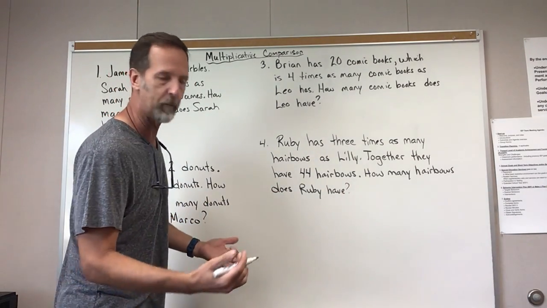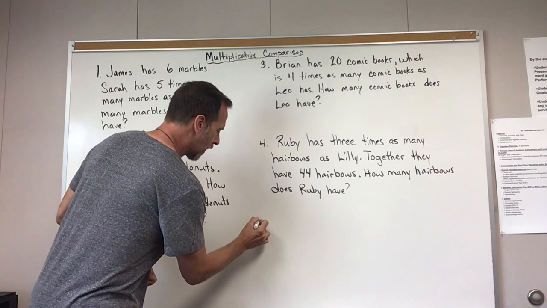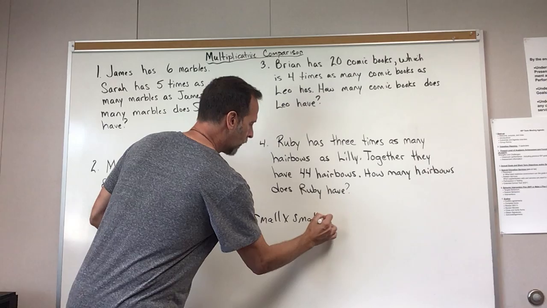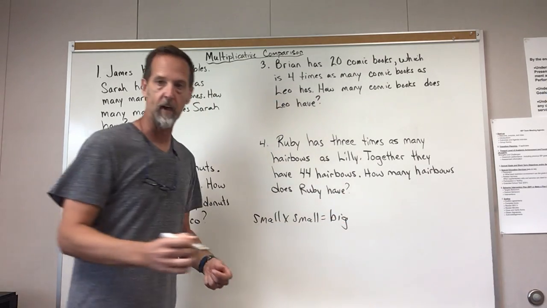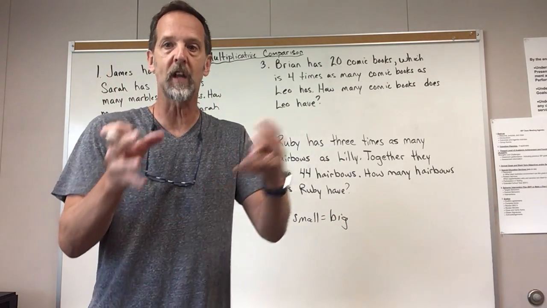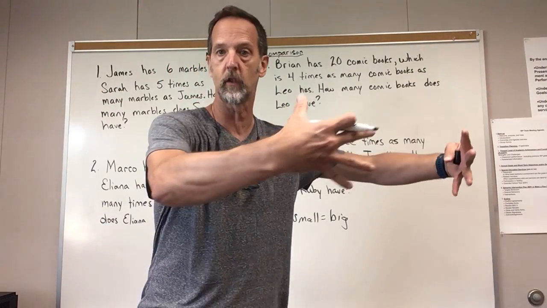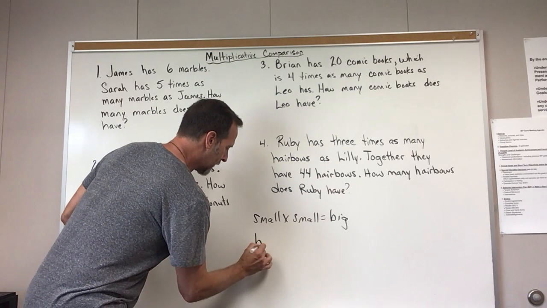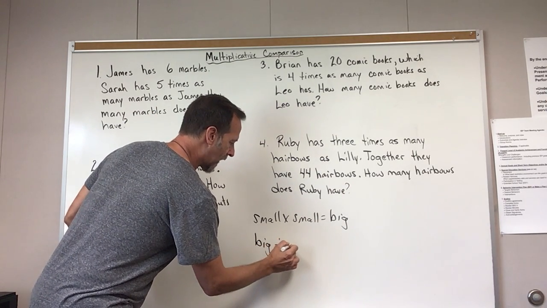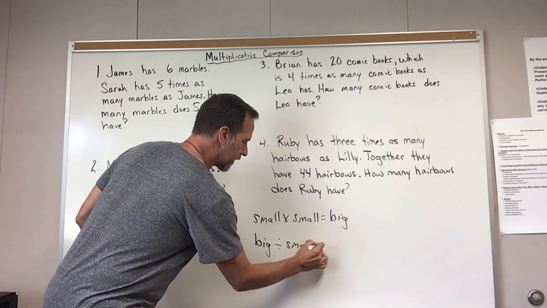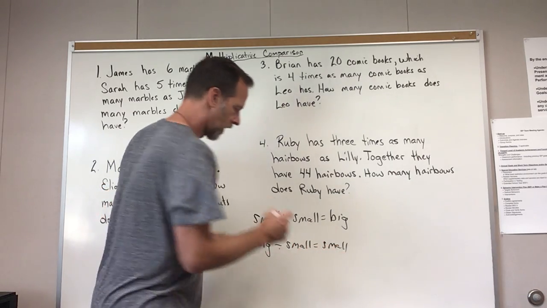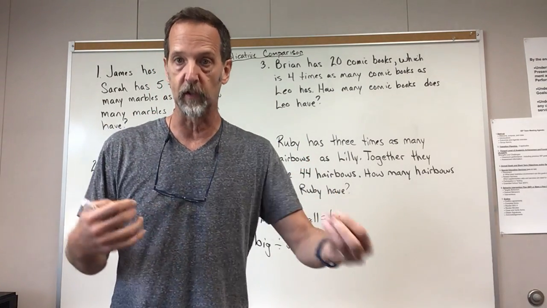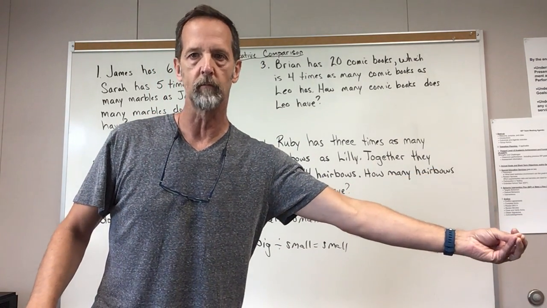If you can identify the big number, you should know that small times small will equal the big number, okay? The number of groups times the number in the group will give you the product, the big number, okay? The big number divided by a small number will give you another small number, okay? So if you know the big number and one of the small numbers, you're going to use division to find the other small number. Does that make sense?